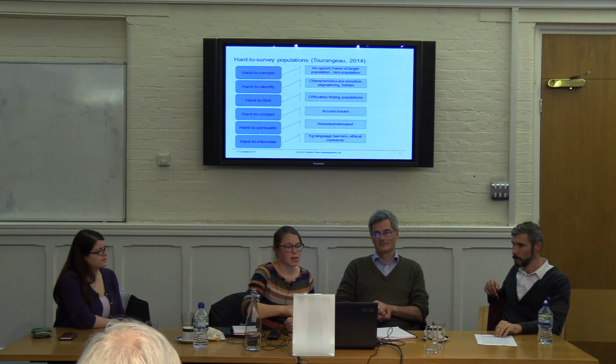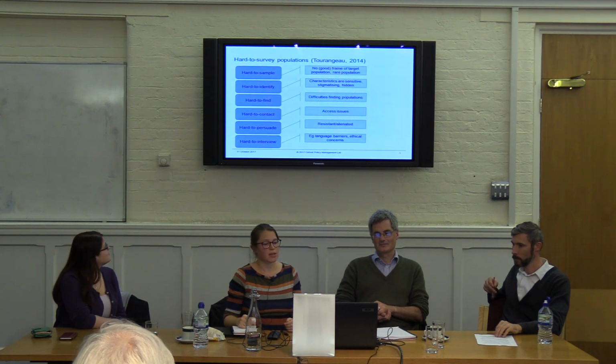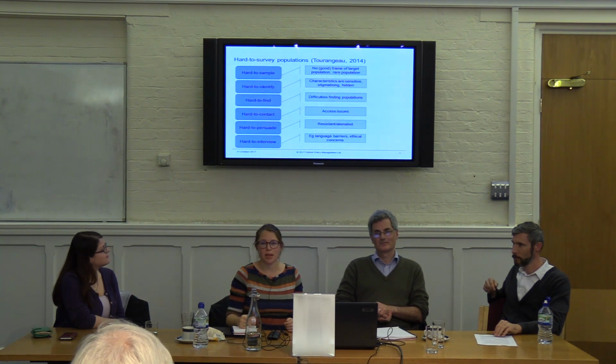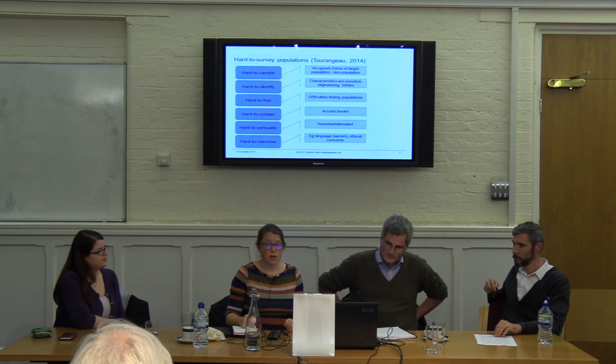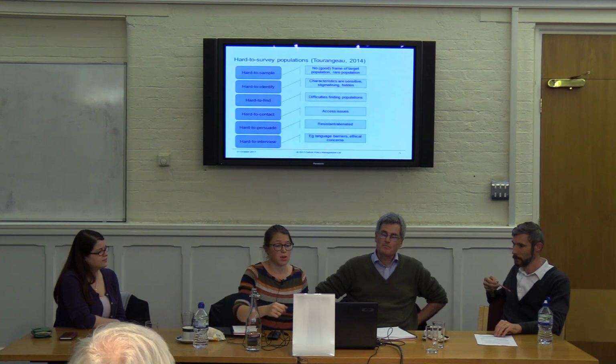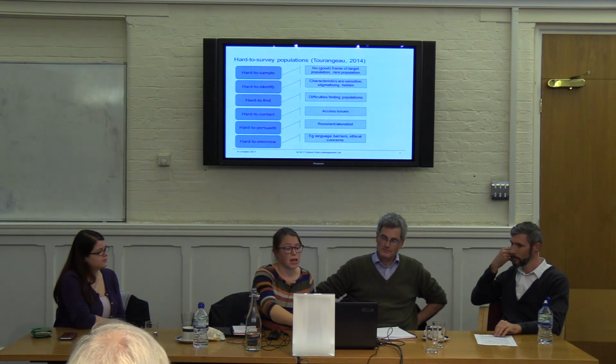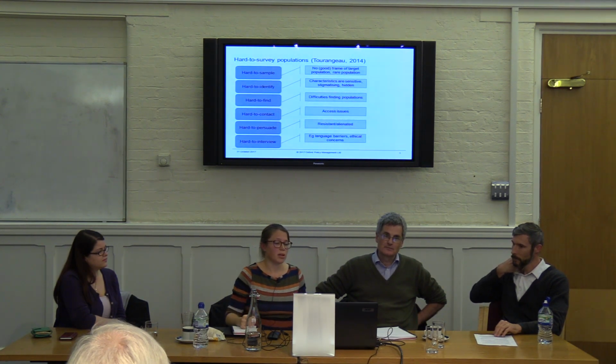And then the other two that he mentions are kind of hard to persuade. So we're actually able to sample them. We know where they are, but they're just not that forthcoming in participating in surveys. It's often linked to, for instance, income groups or age groups, or just geographical areas where it's harder to get people actually to respond. And then you also might have people that are hard to interview just because of language issues, or also ethical concerns.